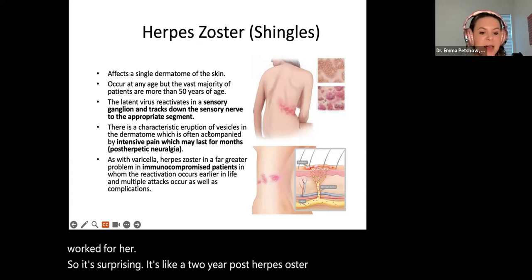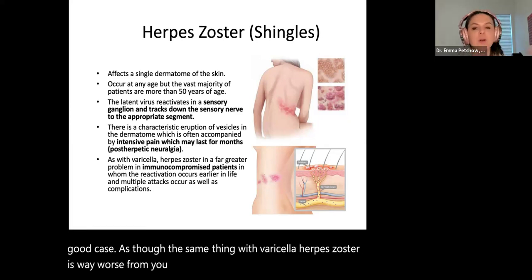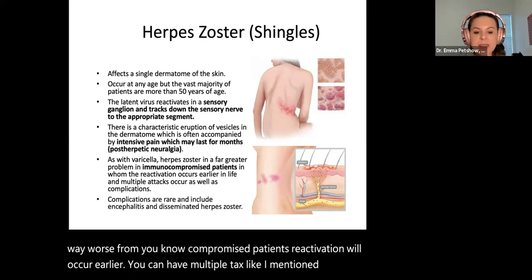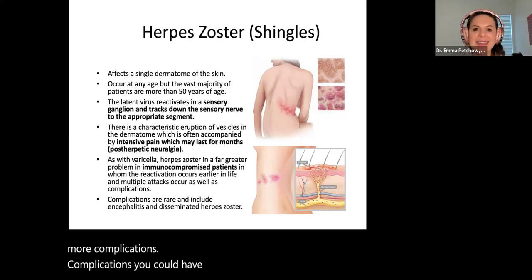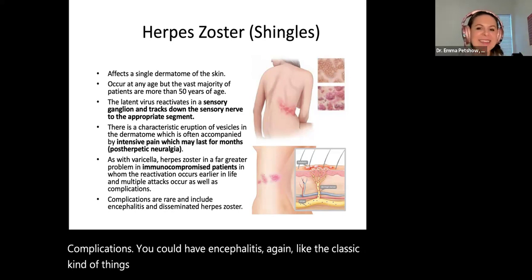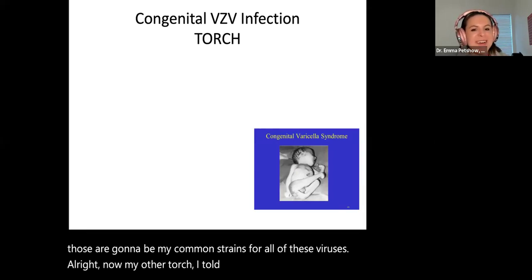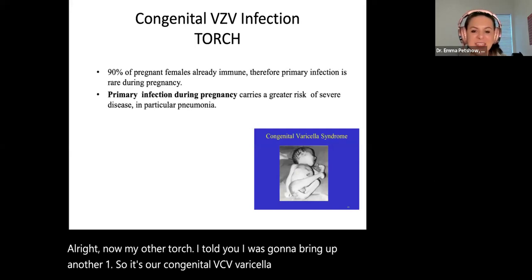So good case. The same thing as with varicella, herpes zoster is way worse for immunocompromised patients. Reactivation will occur earlier. You can have multiple attacks, like I mentioned, and even more complications. Complications, you could have encephalitis, pneumonia, disseminated disease, the classic kind of things. Those are going to be my common themes for all of these viruses. All right. Now, my other torch, I told you I was going to bring up another one, is our congenital VZV varicella virus infection.